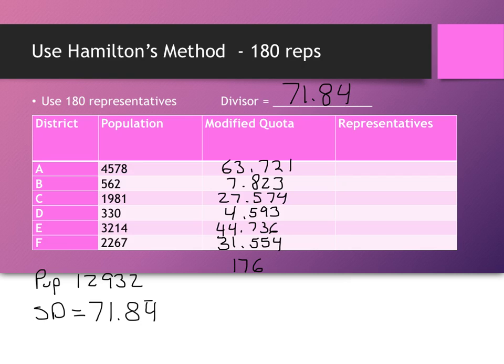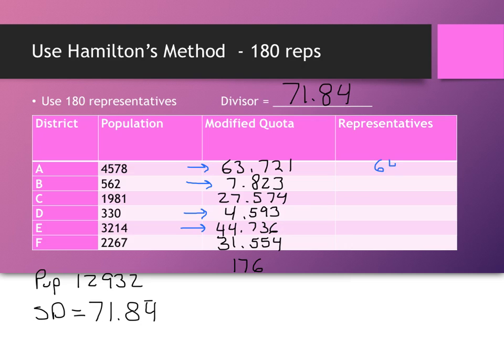So I need to put in 4 more representatives, and the places I'm going to put those are in the highest decimals. Looking through the decimals, the 8 here, 736 is the next highest, and the next highest is 721. We have a 5.7, a 5.9, and a 5.5, so the 5.9 is the best one.